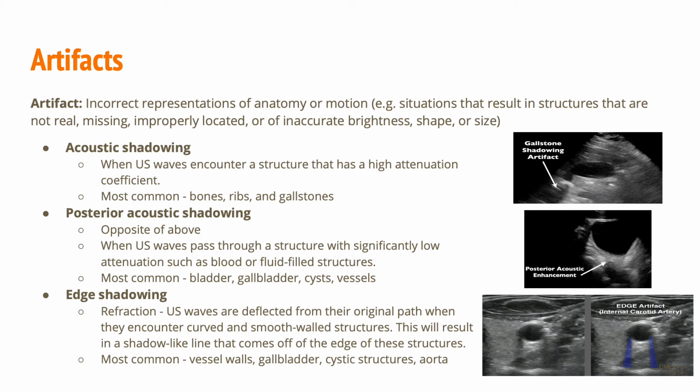Then you have edge shadowing. This is refraction. So ultrasound waves are deflected from their original path when they encounter curved or smooth-walled structures. This will result in a shadow-like line that comes off the structure on the edge. This is most common in vessel walls, gallbladders, cystic structures, and the aorta. The image on the right highlights the edge artifact that's shown on the internal carotid artery.